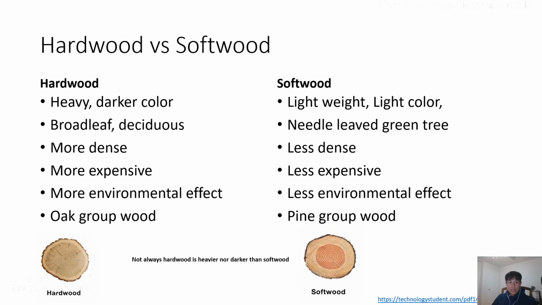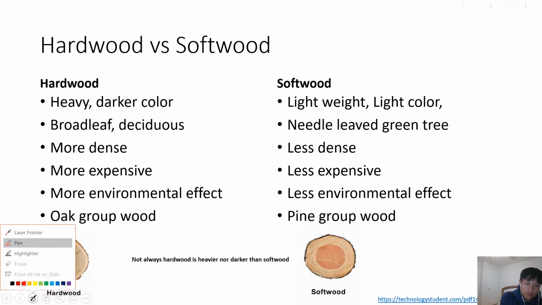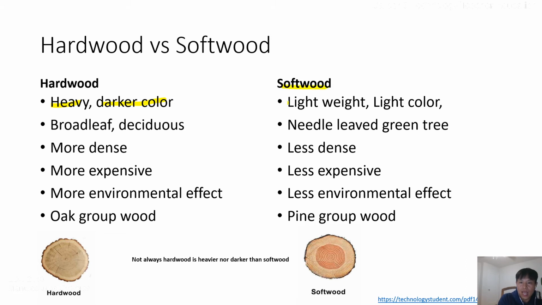And then next is hardwood and softwood. In general, hardwood is heavy and darker, and softwood is lighter, lightweight and light color. So those are their characteristics. But that is not 100% true. Sometimes certain softwood is harder than hardwood. So hardwood is not always heavier or darker than softwood. It depends on the specific wood.